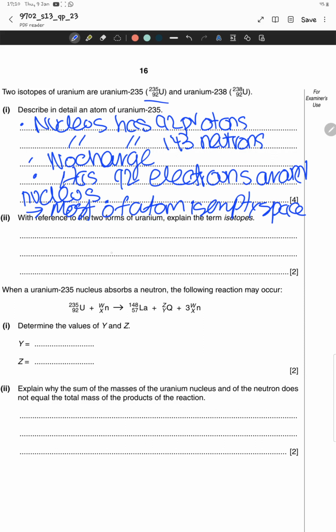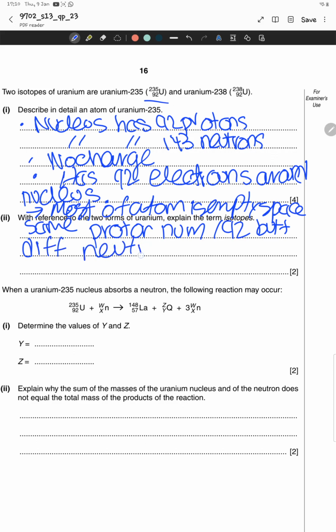With reference to the two forms of uranium, explain the term isotopes. Same proton number, because they both have 92 and 92, but different neutron number. One of them has 143 and the other has 146.